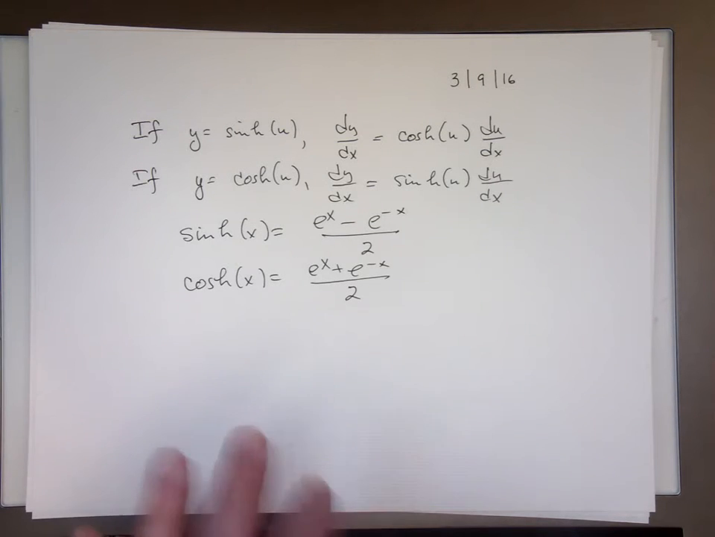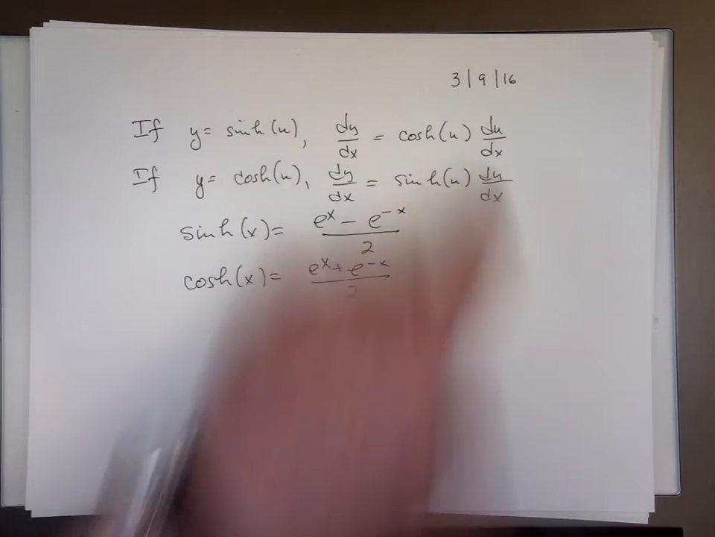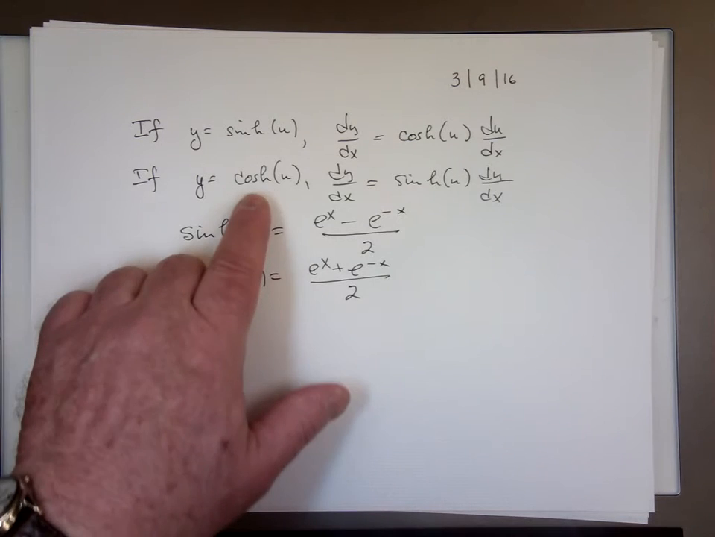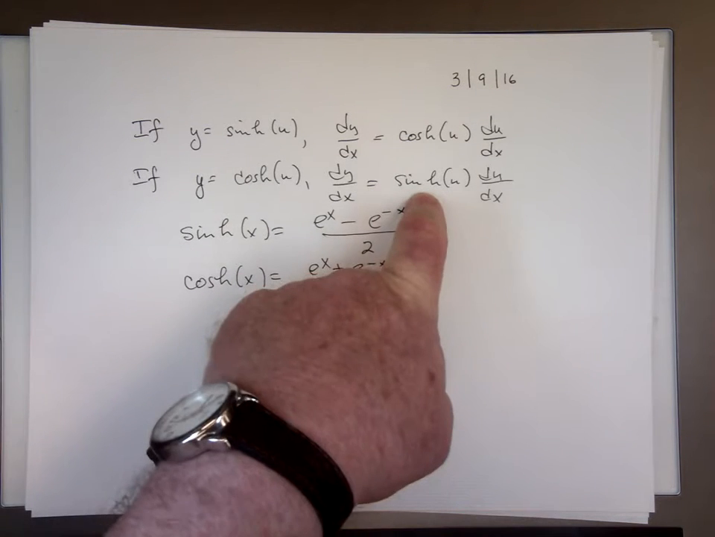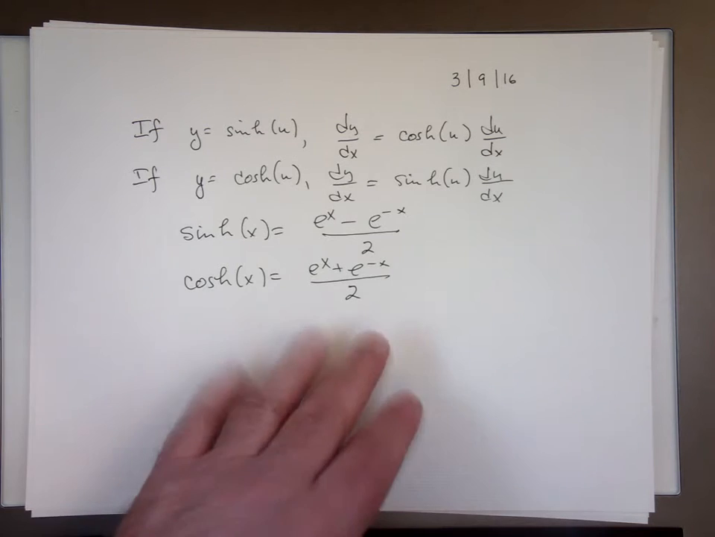There are certain problems that are solved with these functions. They share properties with the trig functions, but not always. For example, the derivative of sinh is cosh, just like the derivative of sine is cosine. But the derivative of cosh is not the opposite of sinh, it's sinh. So sometimes the properties are identical to the trig properties, but sometimes they're off by a sign, plus or minus.